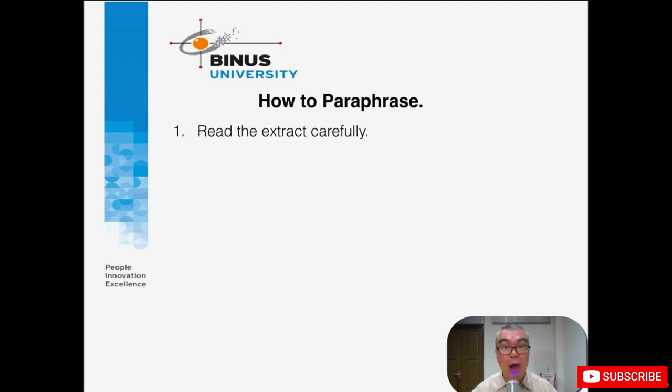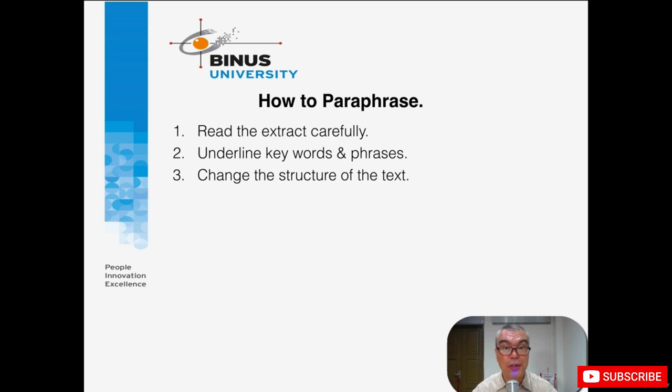So step number one, of course, begins with reading, and you need to read the original text from the book or from the journal article very carefully and in detail. Once you have read it and you understand the point, then you need to identify the key words and phrases that are used in the text. Step number 3 is to change the structure of the text. So, of course, paraphrasing is putting things into your own words, which means you do need to change the original. So, step number 3 is to change the structure.